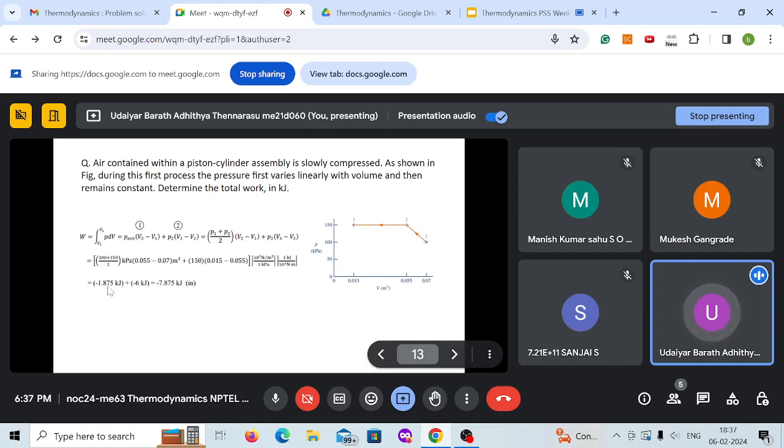This is negative because it's a compression process and we are giving work to the system, hence this is negative. So that's what indicates. You substitute V2 minus V1, so based on this you get a negative. The negative sign indicates it's a compression process, so you have to do work on the system. So the overall work which is done on the system is minus 7.875 kilojoules. So this is the work which is going into the system for compression.